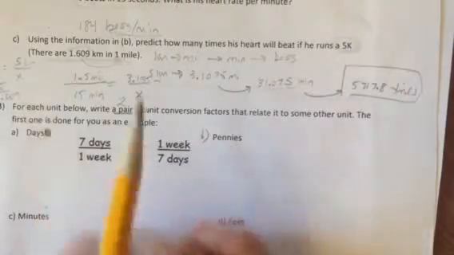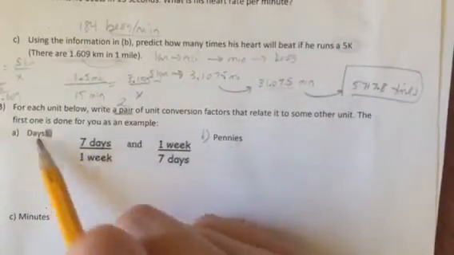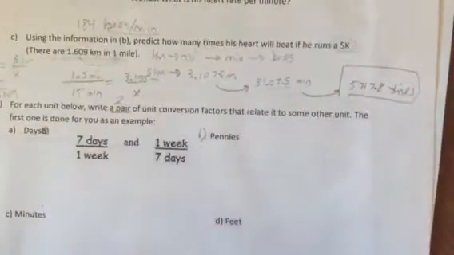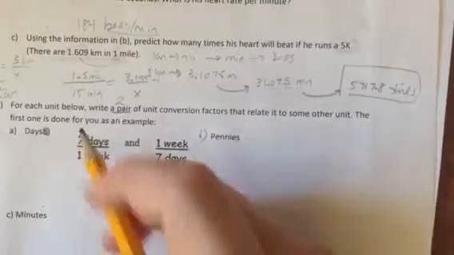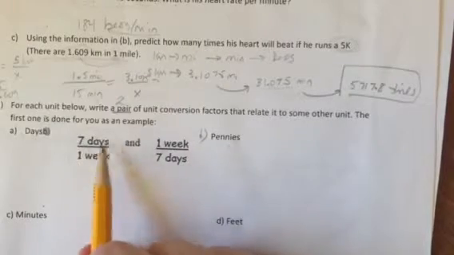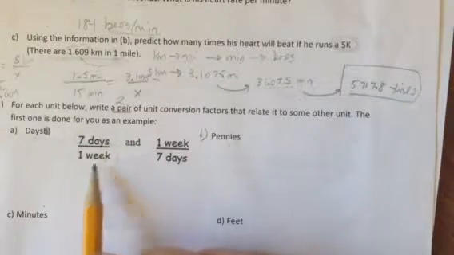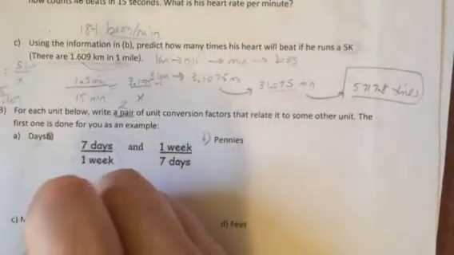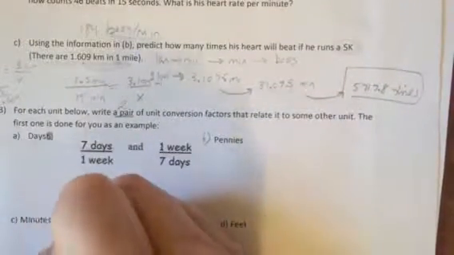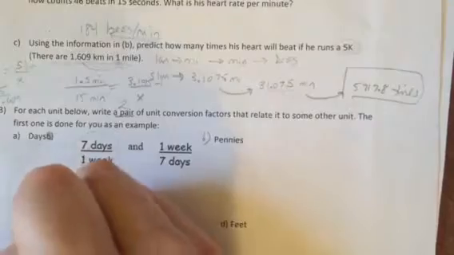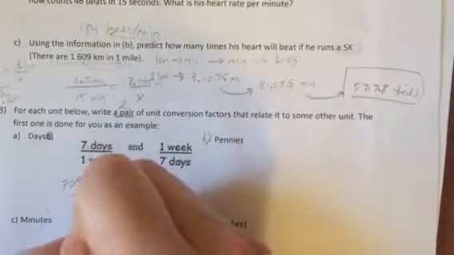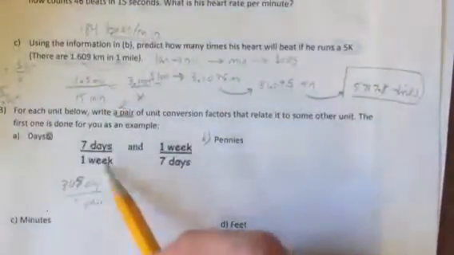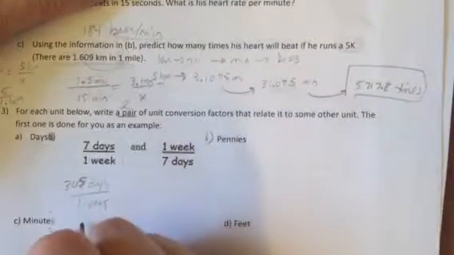So days. So you think about days. How can you compare days to something else? So I can compare days to weeks, right? So there are 7 days in 1 week. I could have also compared days to year. So if you had wanted to, you could have written 365 days in 1 year, right? So you could have written, there's a lot of options.